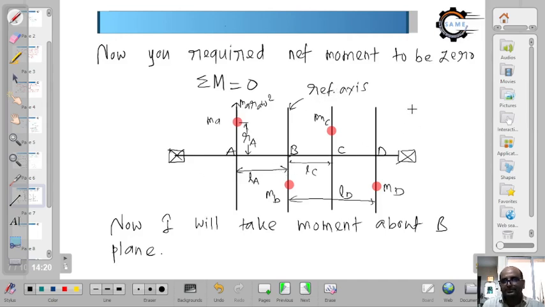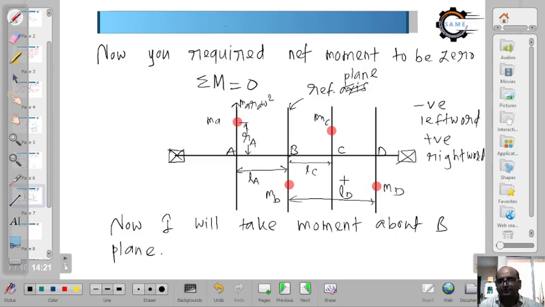The length leftward I will take as negative, and the length rightward as positive. In this case, this is my reference axis, or rather reference plane. So L A will come negative, and L C and L D are to the right of the reference plane, so I will take them positive.